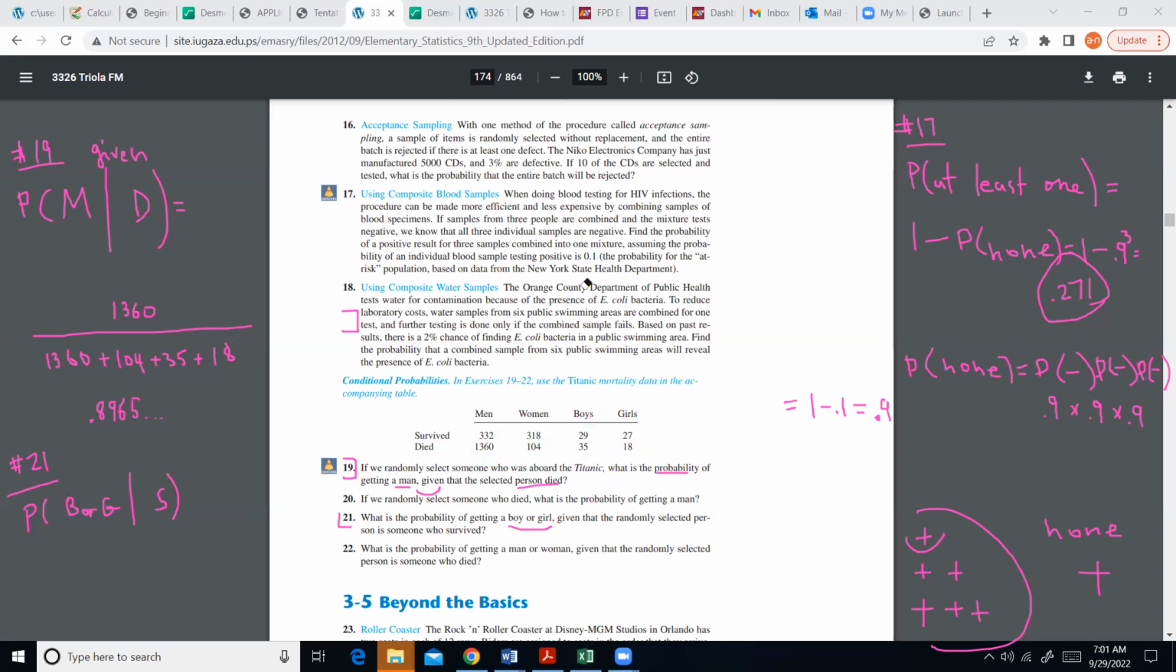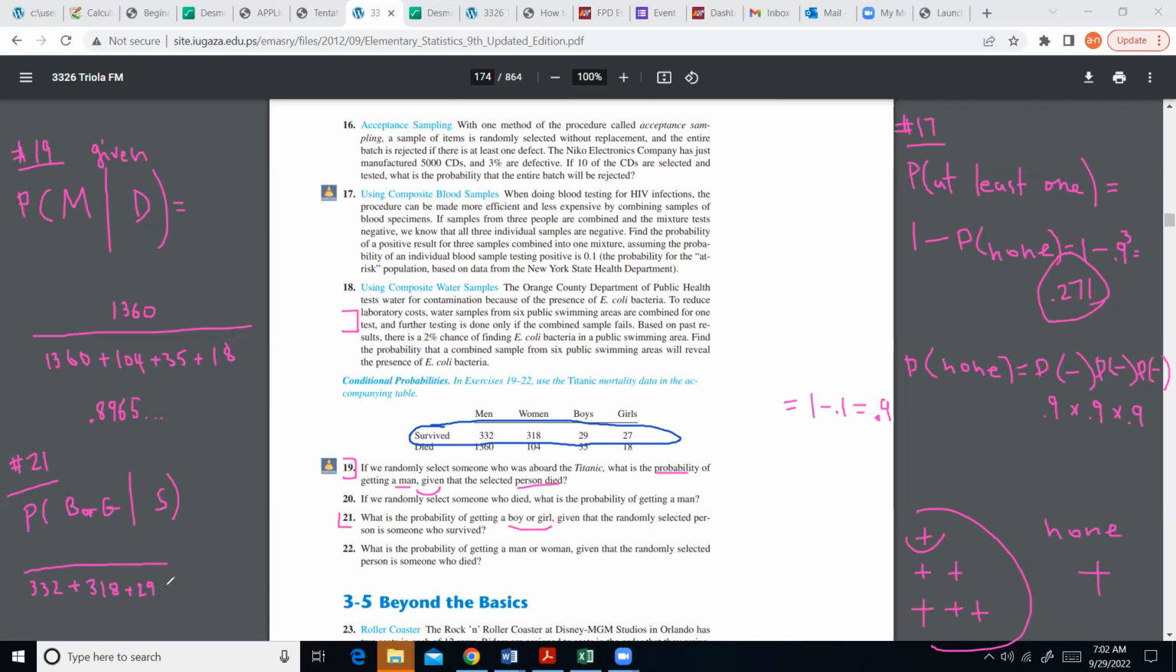So I better highlight what is needed in here. So survived. Now it's the first row, right? We're here. And it looks like this will be my denominator then. So let me put in the denominator all the numbers for survivors: 332, 318, and also 29 and 27. Okay, so that's my total.